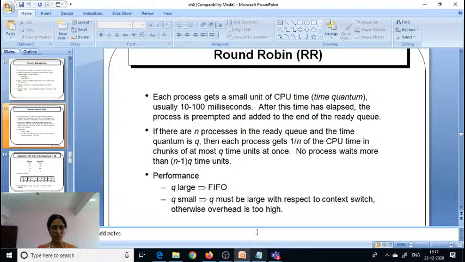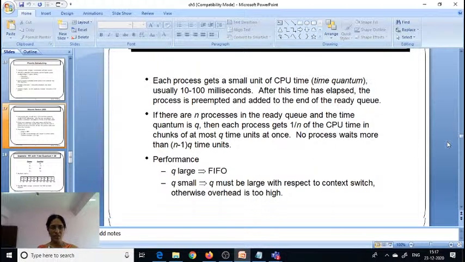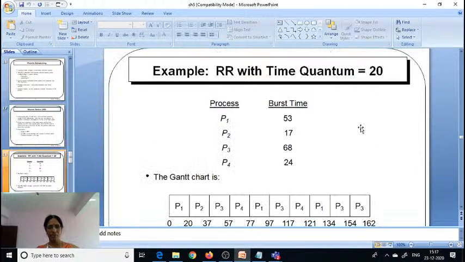Now you can see how it works. Here is one example. P1, P2, P3, P4 are the processes. Initially all four processes are in the ready queue, and the time quantum is 20 milliseconds. So first P1 executes for 20 milliseconds, and then the time quantum expires.